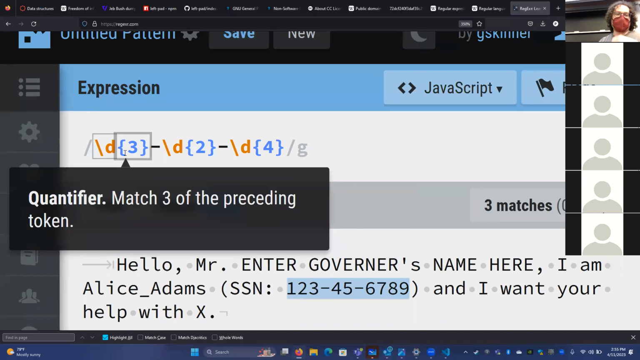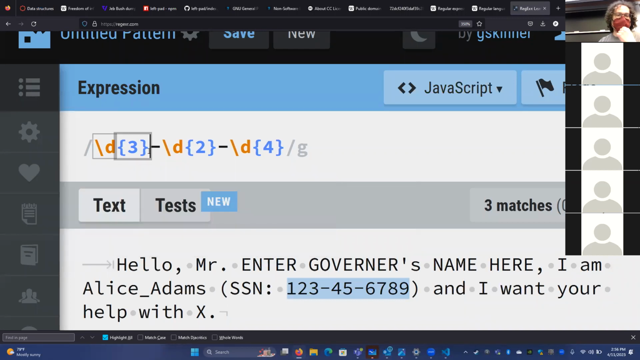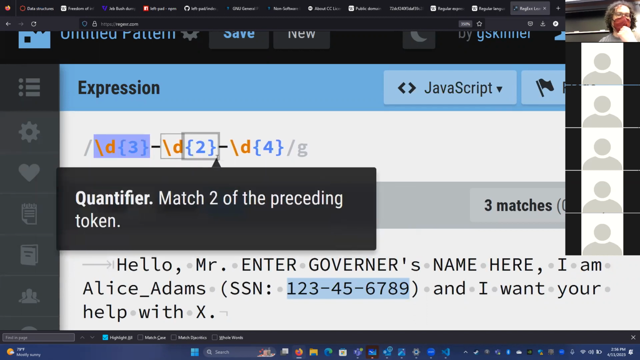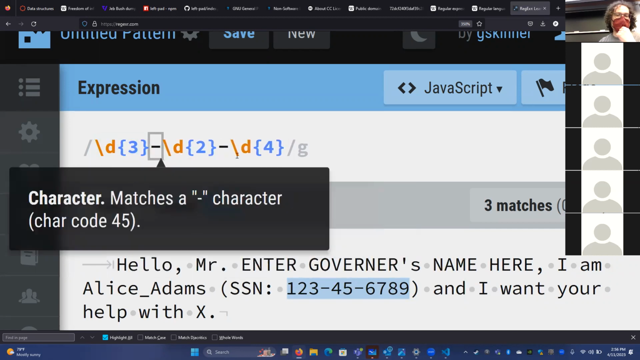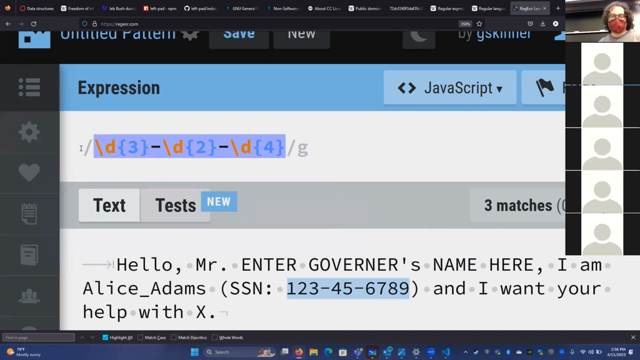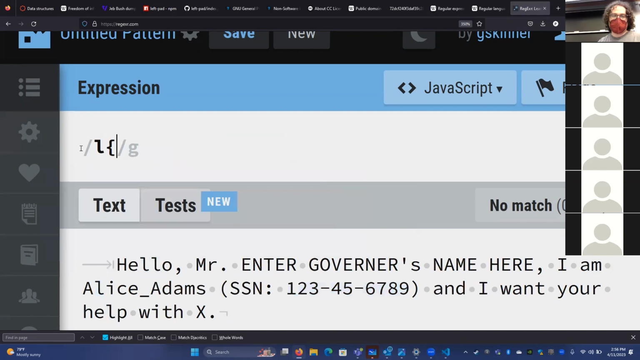The quantifier says the number in curly braces means match exactly that many of the preceding. So match 3 D's, match 3 digits, then the dash, then 2 digits, then 4 digits. So if I wanted to go back and match 2 L's and only 2 L's, I can do this instead of writing out LL. Seems like a lot of work, but typically this is used for something a bit more complex.